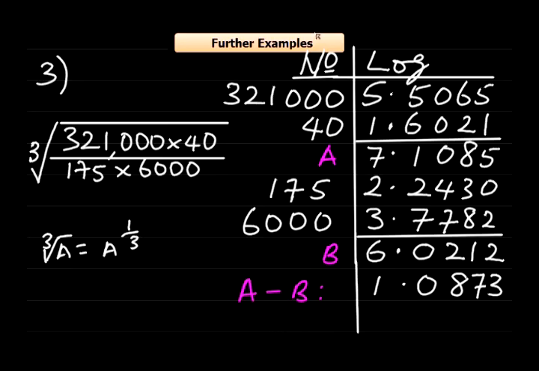I'll say A minus B. If I like, I can just put 1 over 3 here. I can write it this way, and I say 1 over 3 into A minus B will give us this. Actually, we are dividing by 3. So we divide this value by 3.